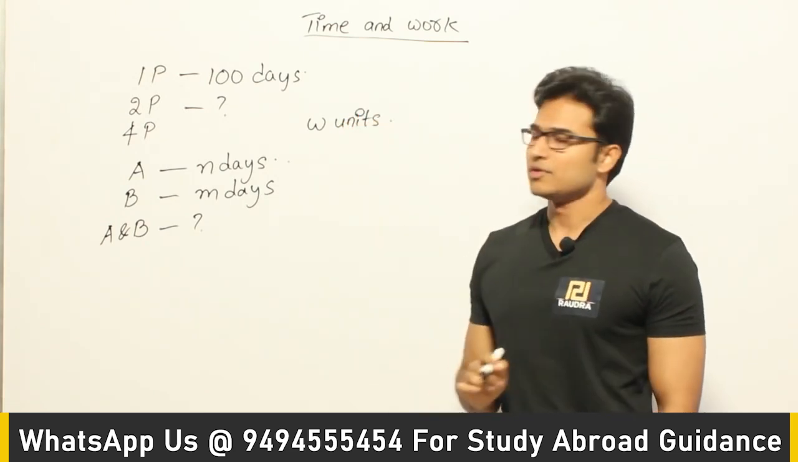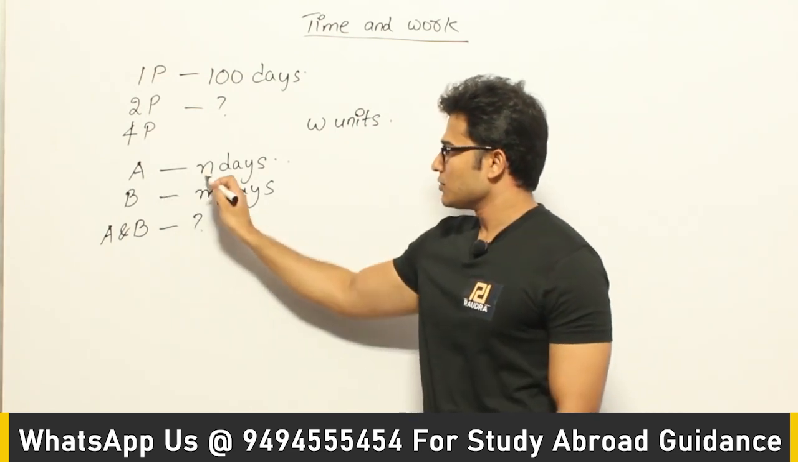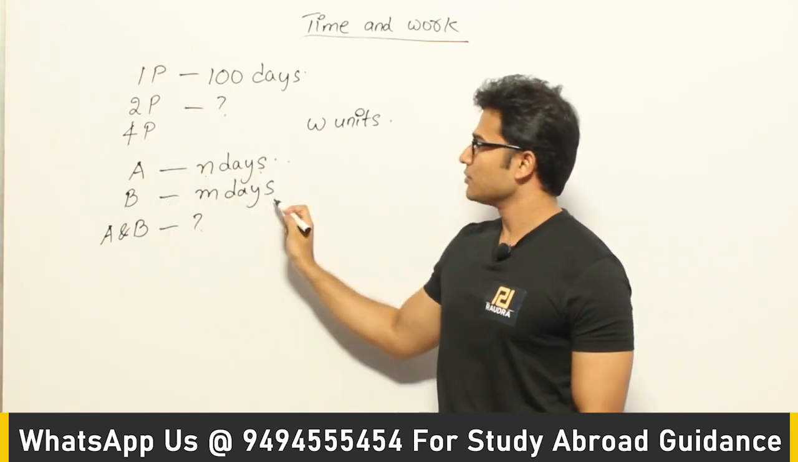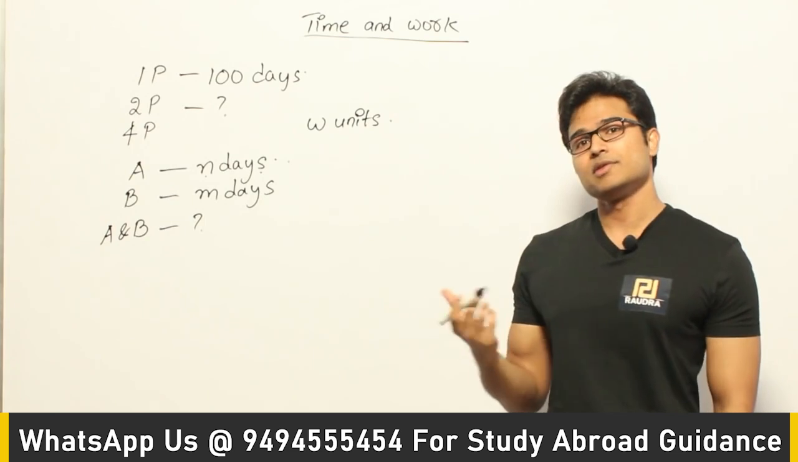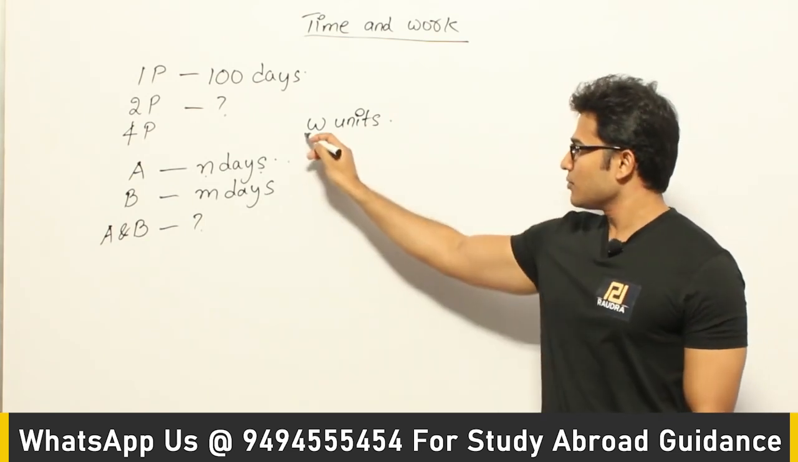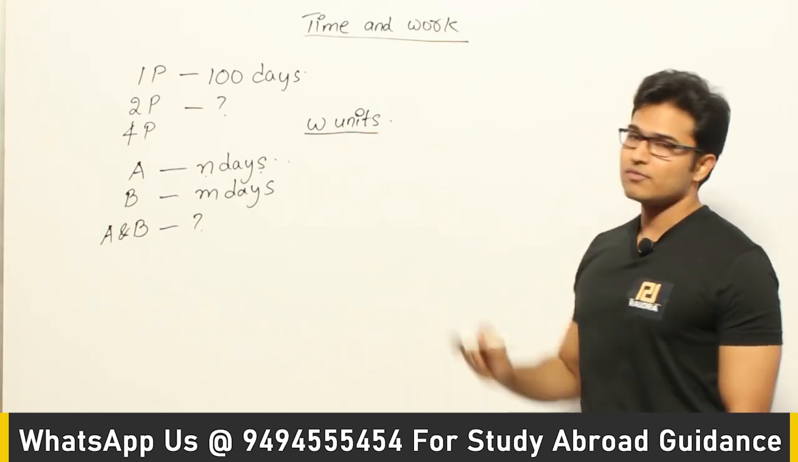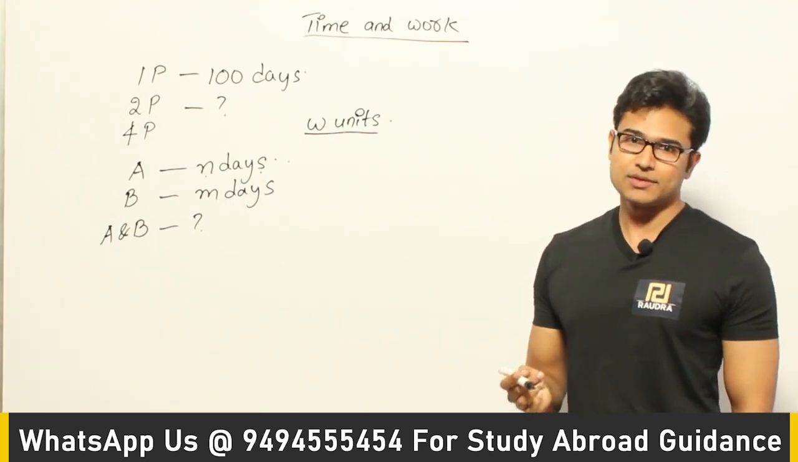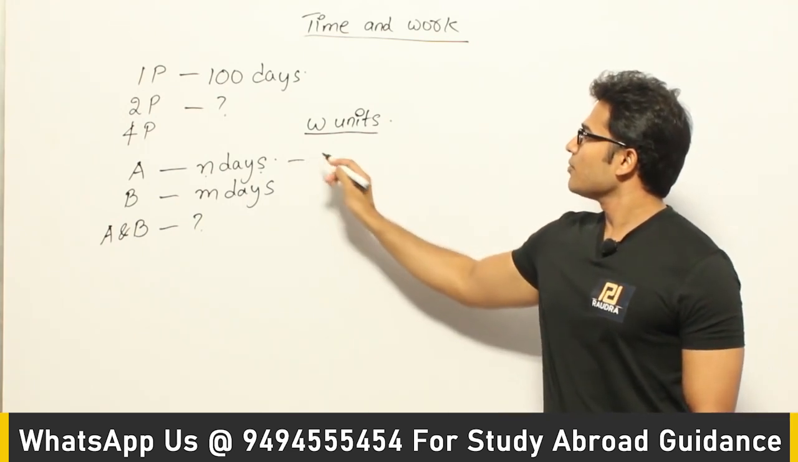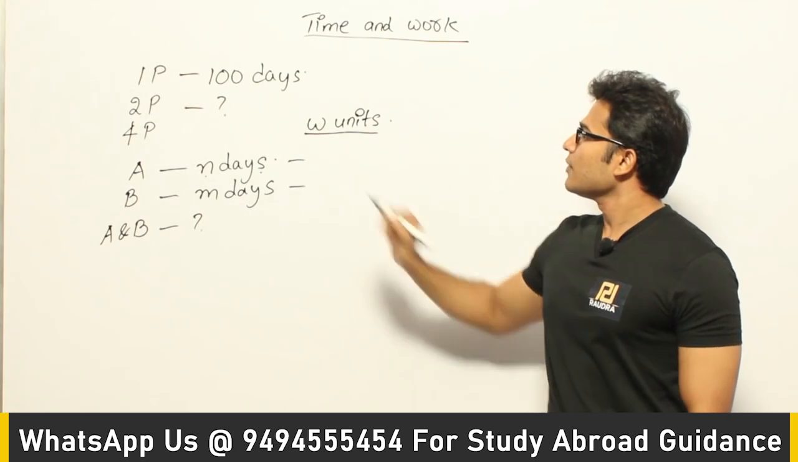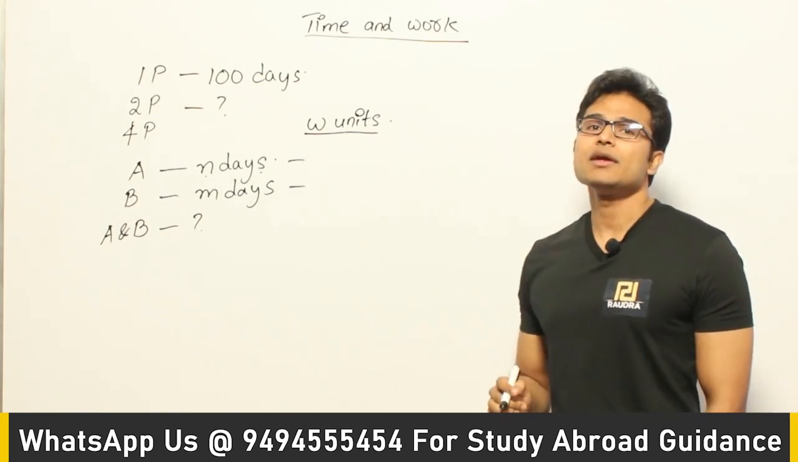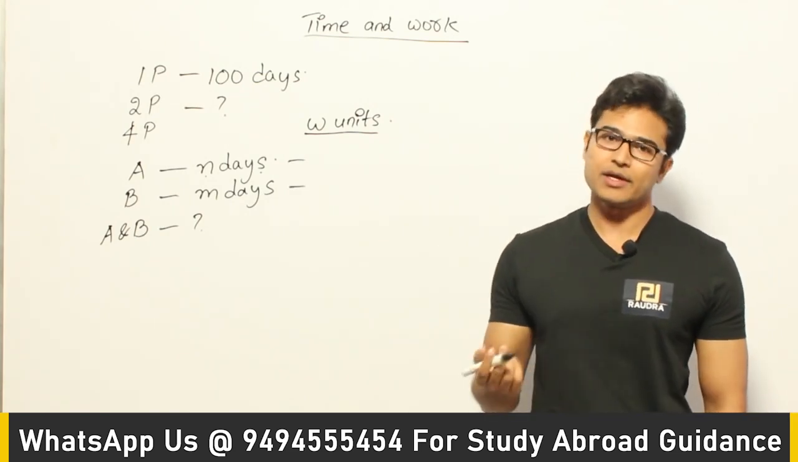Okay, now say A is taking n days to finish it, B is taking m days to finish it, but both of them are working on the same project, so I'm assuming that both are trying to finish the same work, which is W units, right? Now both of them are doing the same work. Then I want to find out the rate at which they are working. Rate.